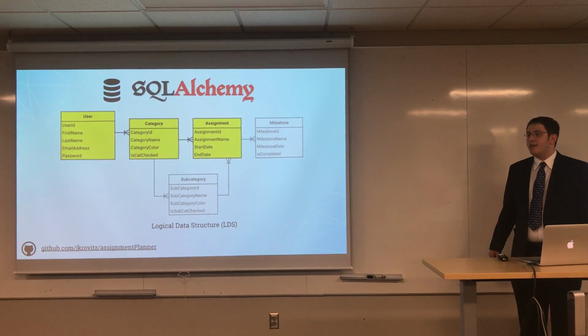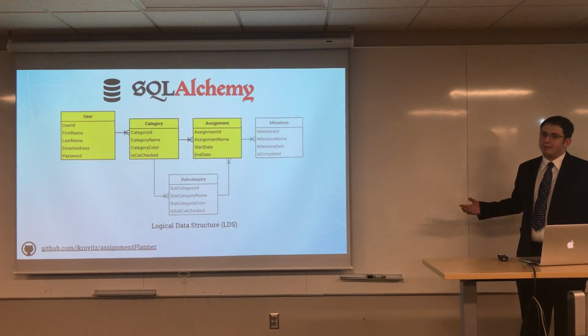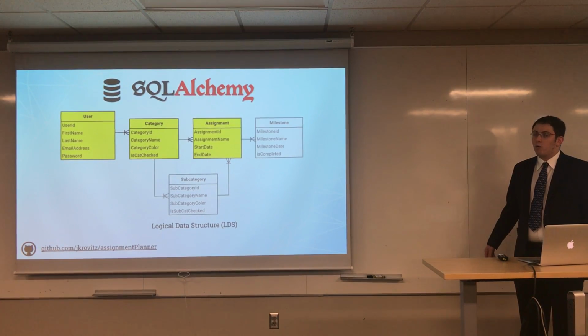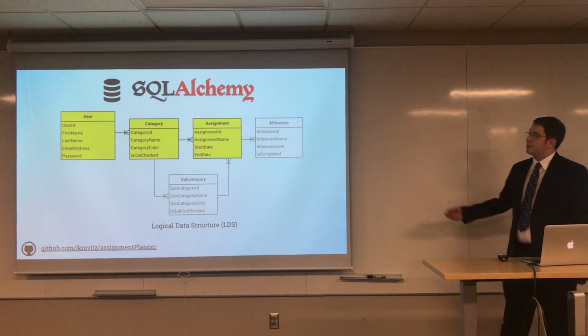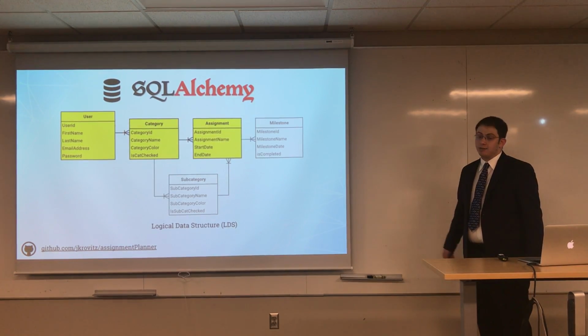It's also showing that an assignment can only have one category, and a category can only have one user. For the ones that are grayed out, a category can have several subcategories, and a subcategory can have multiple assignments, and also an assignment can have multiple milestones.